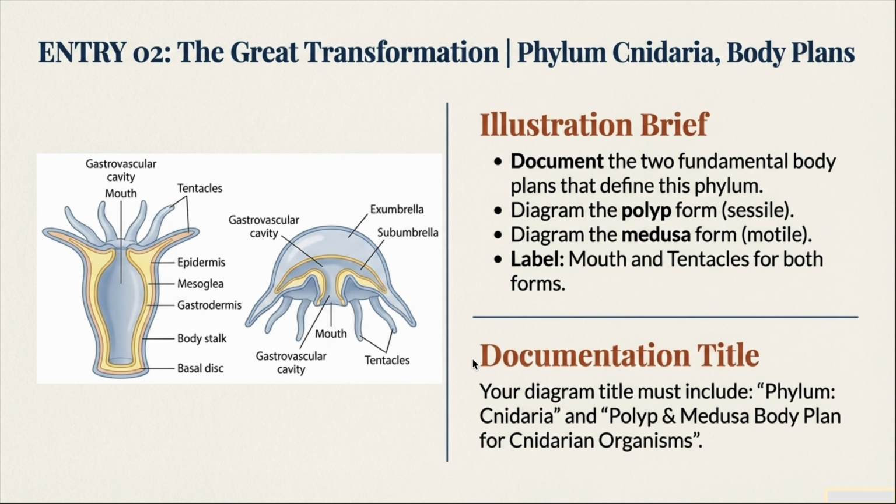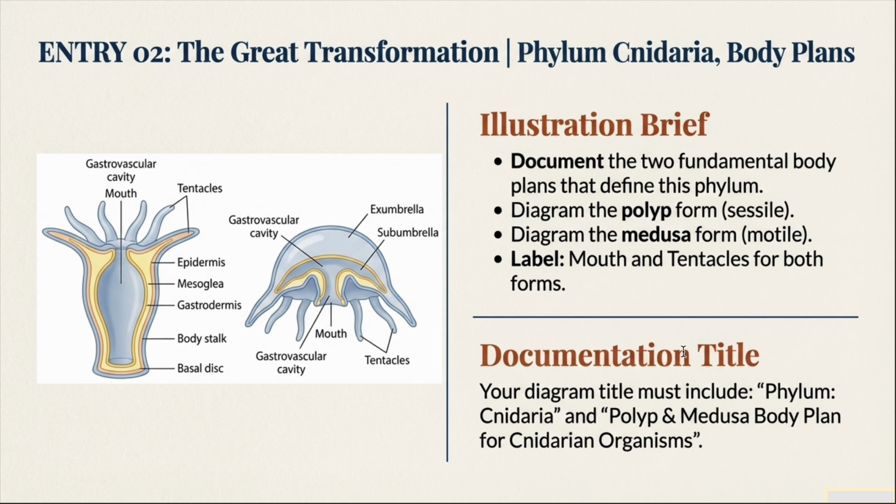It's telling you to diagram the polyp form. That's the image on the very left there. Those are your sessile cnidarians. Those would be like your sea anemones and coral polyps, things like that. And then the diagram on the right there is your medusa body form, and those are your motile cnidarians, like your jellyfish, right? And then for this one, it tells you just to label the mouth and the tentacles for both forms. So you don't have to label every piece in this one, just what I am asking you.